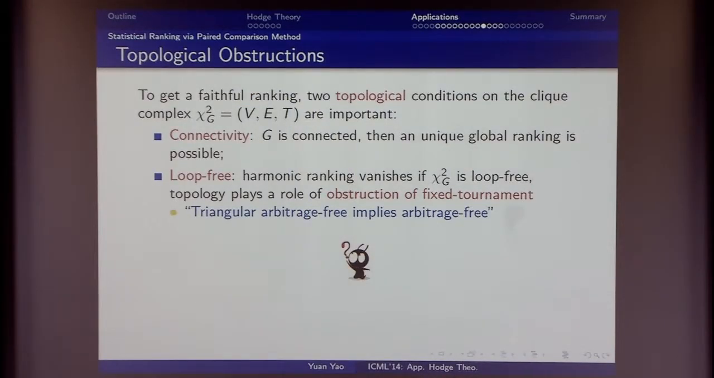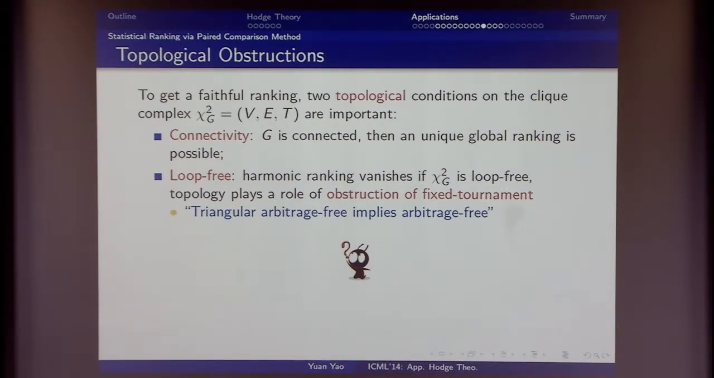And the topological obstructions in Hodge decomposition rely on the connectivity and whether there is a loop in the clique complex. If the clique complex created from the graph is connected, then we can get a global ranking up to a translation constant. And if it is further loop-free, then you don't have any non-trivial harmonic ranking, so you won't have this kind of circular coordinate which creates all the voting chaos.